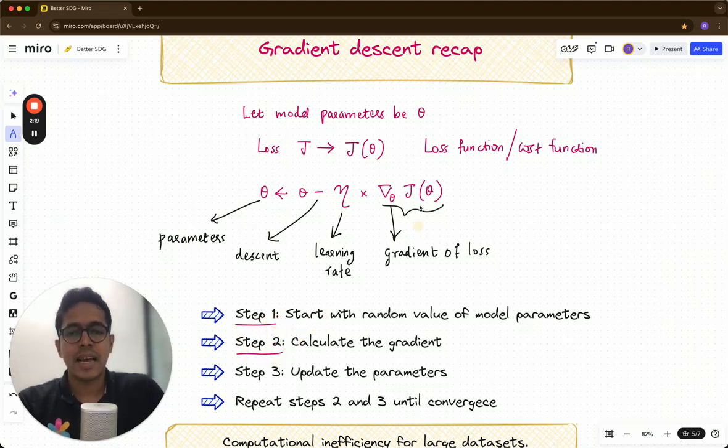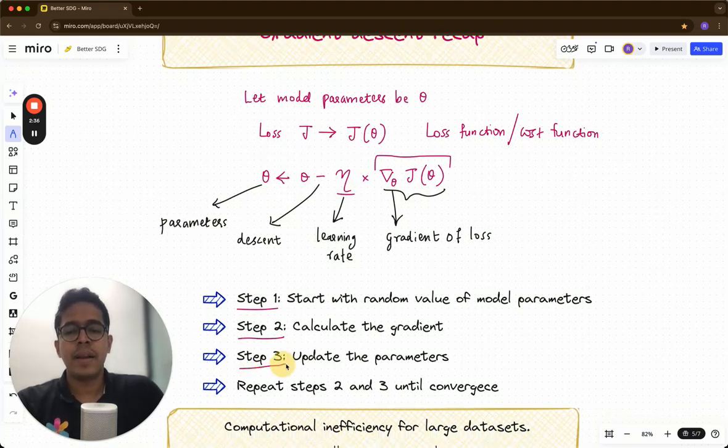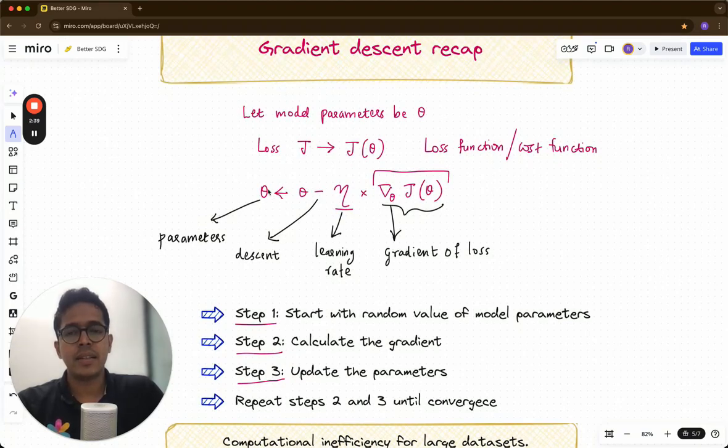The second step is calculating the gradient. This term is the gradient of J, which is a function of theta, with respect to theta. So you take the gradient of the loss function with respect to the parameters, multiply it with a learning rate, and then update the parameter in step 3: the new value of theta equals the old value of theta minus the learning rate times the gradient of loss.